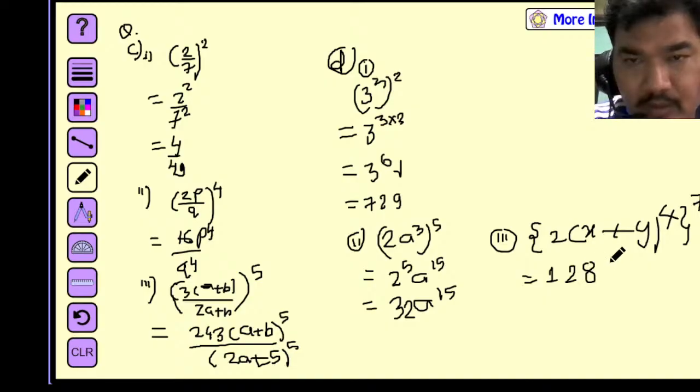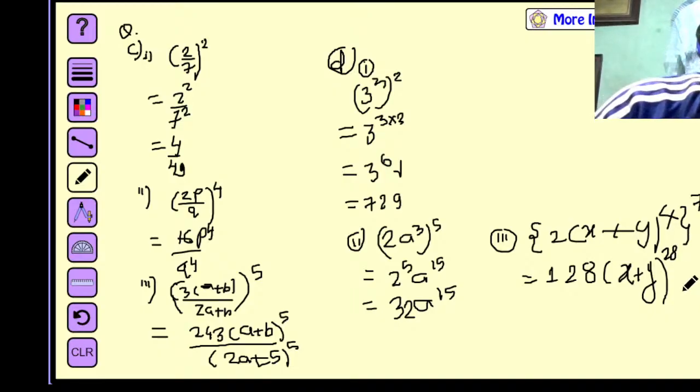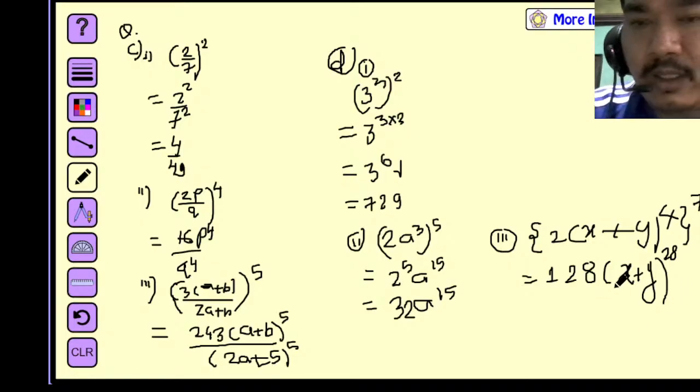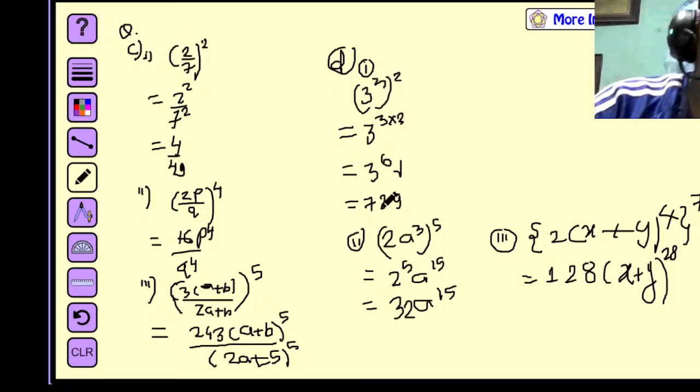Then what will be here for x plus y power 4? 4 times 7 is 28. This power will be multiplied, power and whole power. Like this we have to write: 128 into x plus y to the power 28. Like this we solve this type of question. This type of question is solved like this.